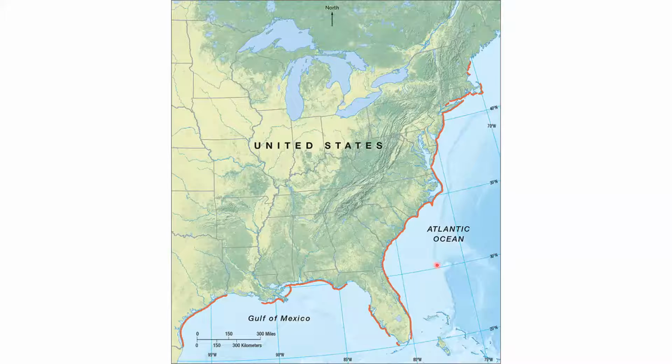2,149 barrier islands have been identified worldwide in every climate, and nearly 300 ring the Atlantic and Gulf coasts of the United States. There are no barrier islands on the Pacific coast, so this image shows the presence of barrier islands in red on the Gulf Coast and the East Coast of the United States. Again, there are no barrier islands on the Pacific coast, on our coast.